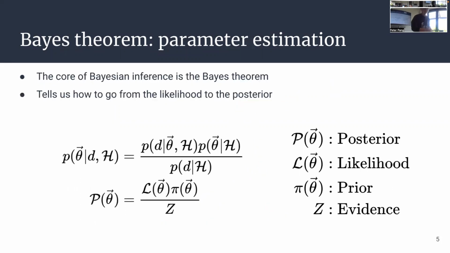Can I ask? Yeah, sure. Is this beta vector the data? No, this one is the parameter. At the front, B is the data. Okay. Yeah, the data could be like the masses of binary neutron stars. The data is a gravitational wave strain and so on.